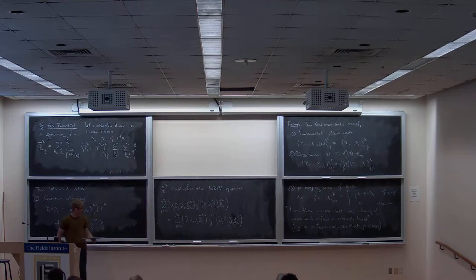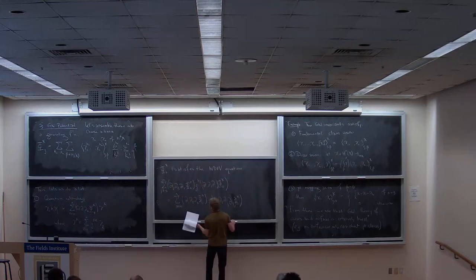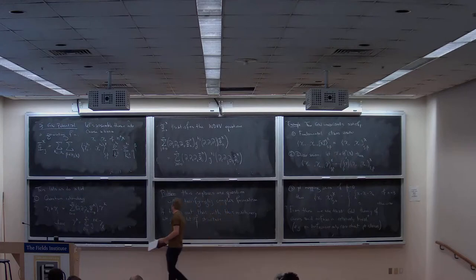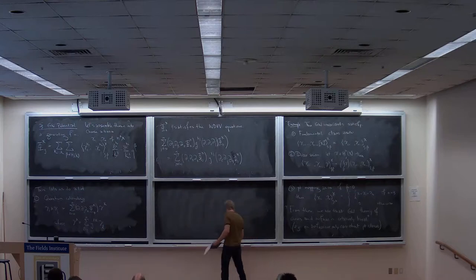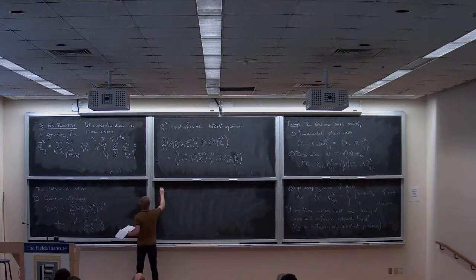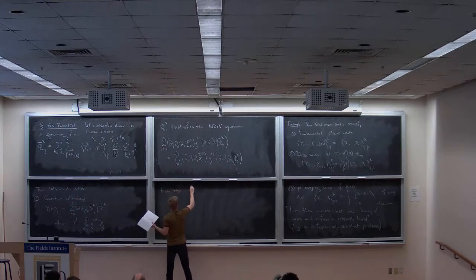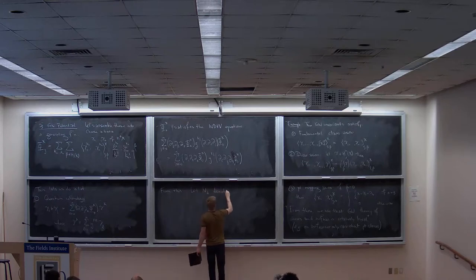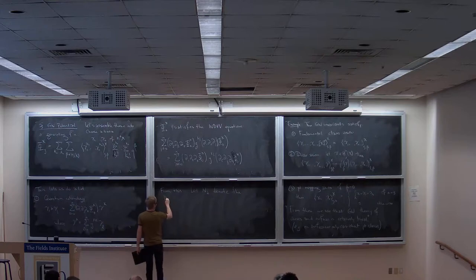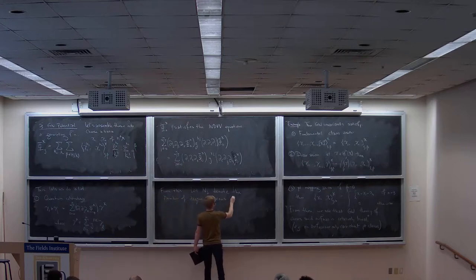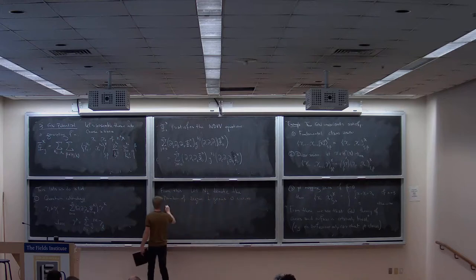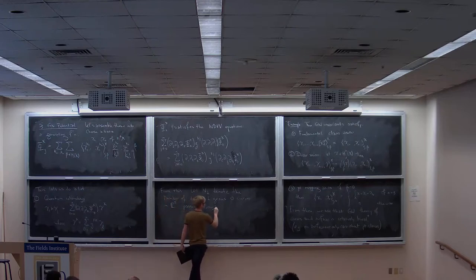Now, what we get from that is the following very nice formula. On its own, it just tells us that we have a partial differential equation that our generating functions satisfy. But when we actually apply it and ask, what do we get? So let N_d denote the number of degree d genus zero curves in P^2 passing through our 3d minus 1 points.